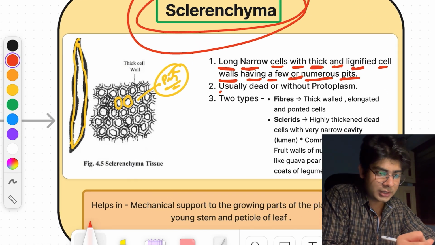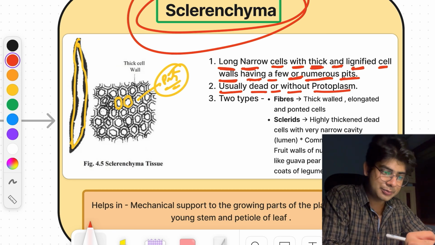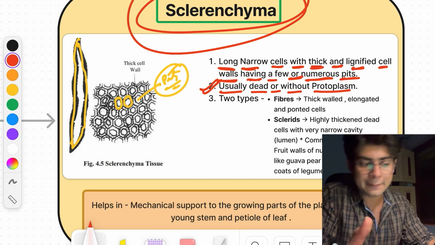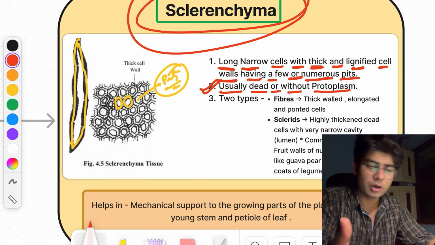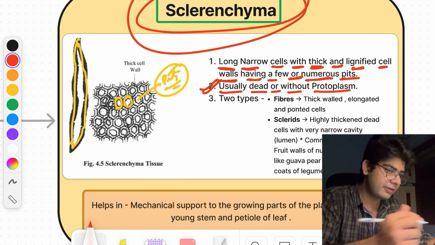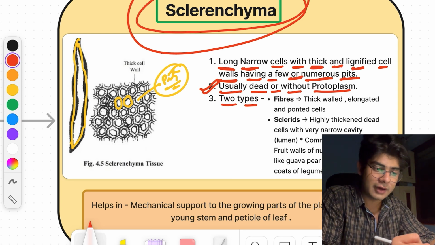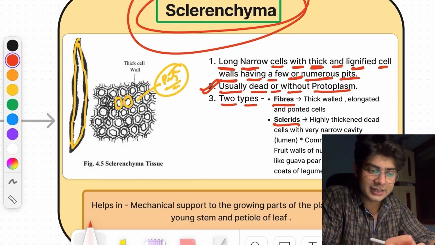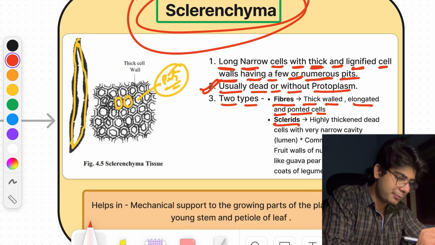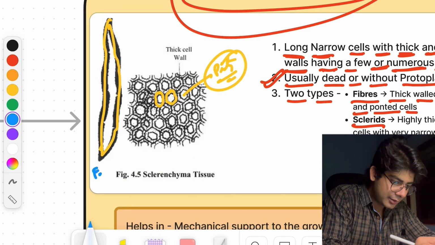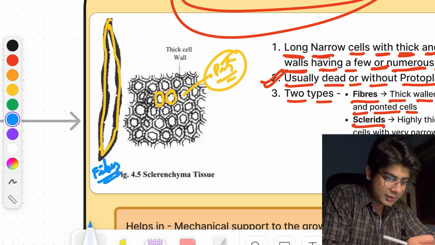These are usually dead or without protoplasm. This point is very important. Sclerenchymatous tissue cells most of the time are usually dead or without protoplasm. We can divide Sclerenchyma into two types. The first type is fibers and the second type is sclerites. Fibers are thick-walled, elongated and pointed cells. So as you can see in the picture, these are the fibers and these are the sclerites.